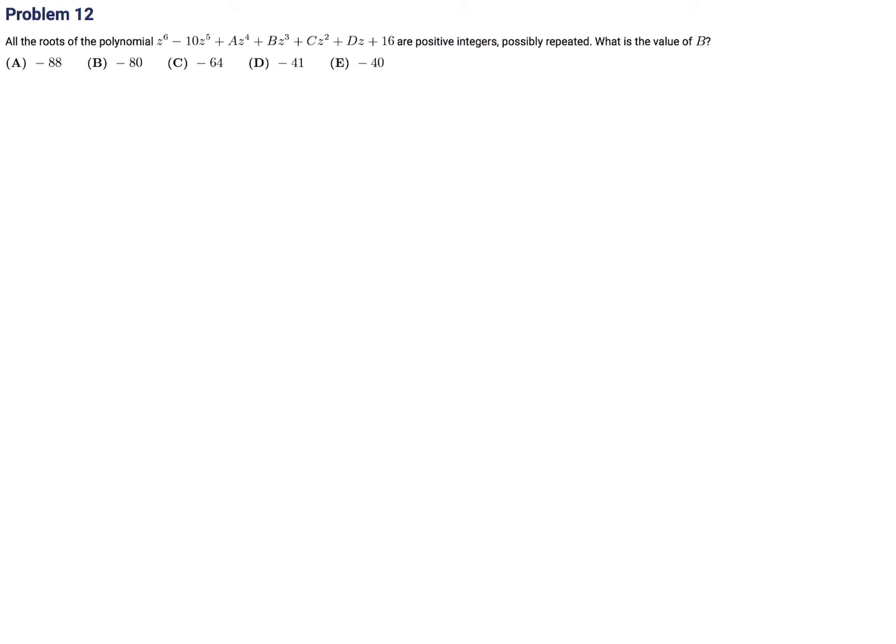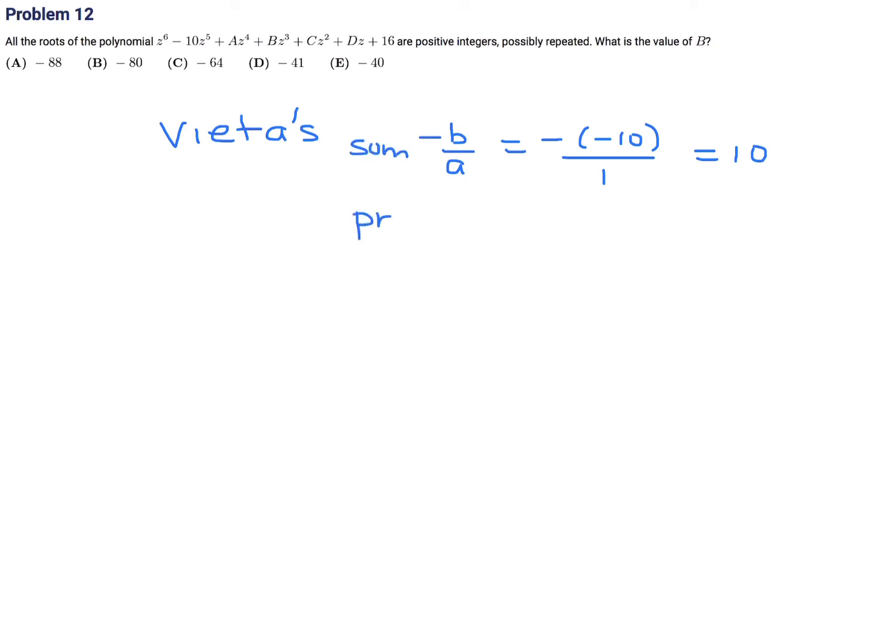All the roots of the polynomial are positive integers, possibly repeated. What is the value of b? Well, using our famous Vieta's formula, the sum of the roots is minus b over a. In this case, that would be minus 10 over 1, which is 10. That's the sum of the roots. The product of the roots is given by z over a, and in our case, that's 16 over 1, which of course is just 16.